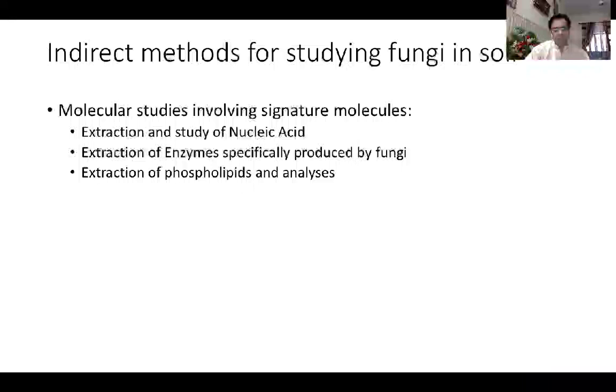Similarly, we can work with enzymes that are produced by fungi. Fungi can produce extracellular enzymes. These extracellular enzymes are produced in different substrates. The purpose of producing these extracellular enzymes is to digest the organic matter, to extract energy out of that. Then there are other molecules, for example, phospholipids.